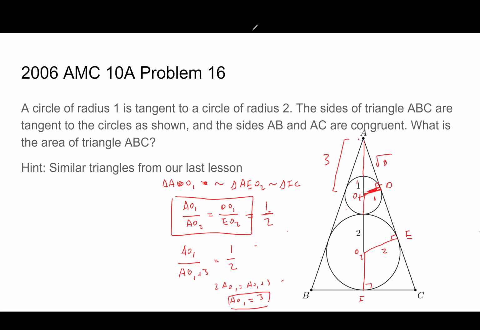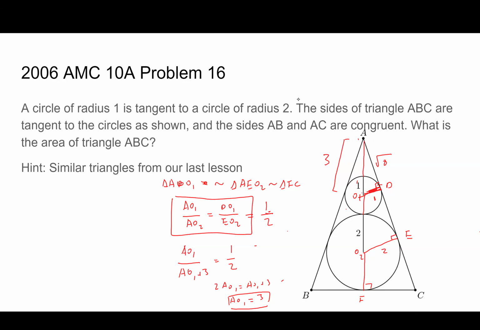Josie said something. A to the top of the circle is 2. Which circle are you talking about? Yeah, Josie's right.